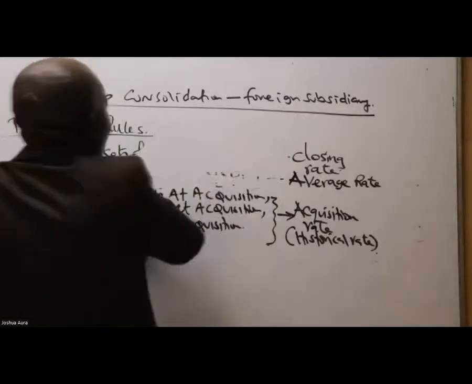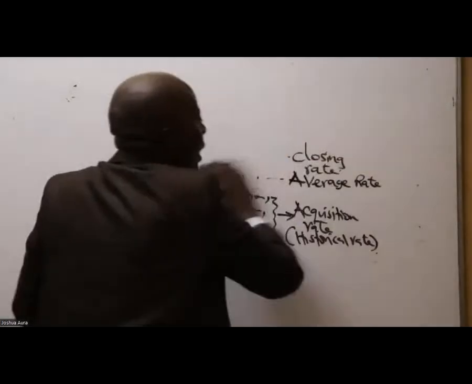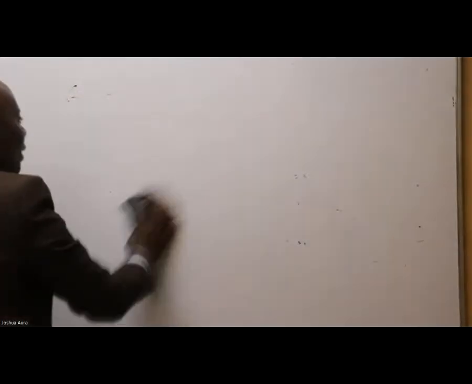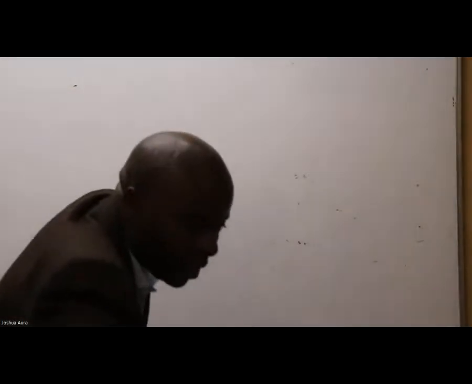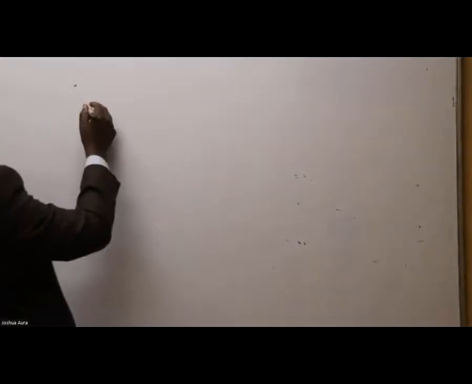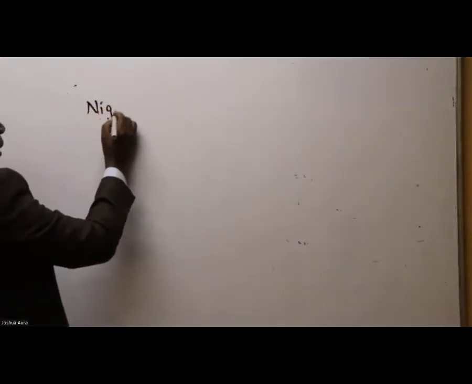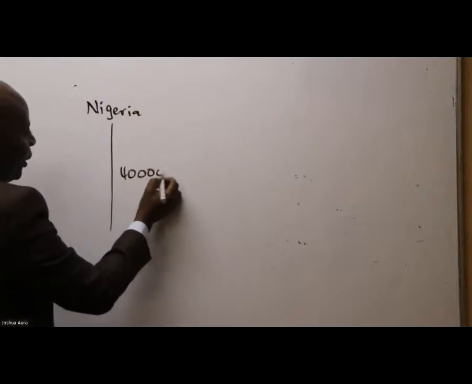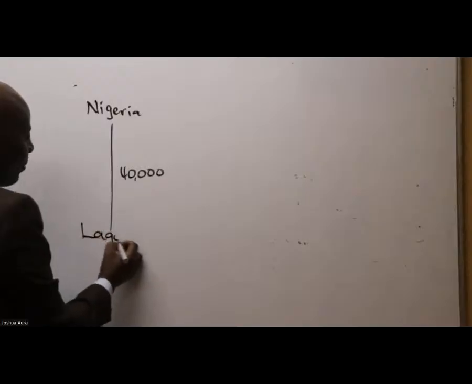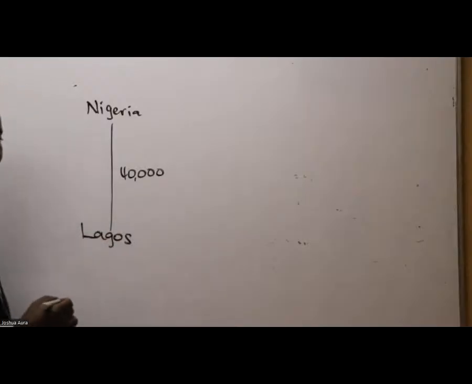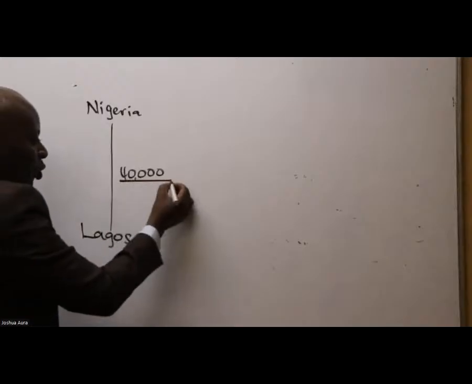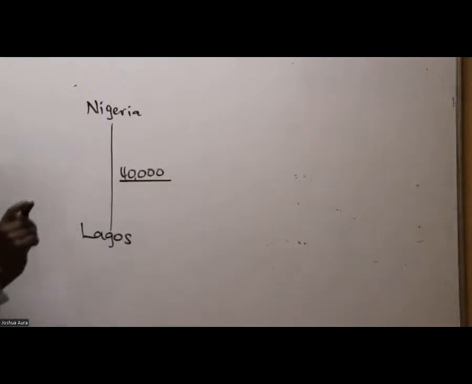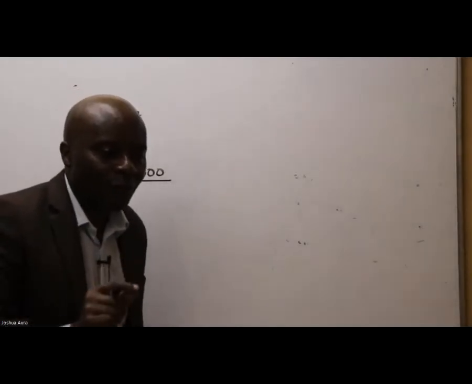So we have here Nigeria, a company called Nigeria, acquired 40,000 shares of a small company called Lagos. I'm interested in knowing the percentage of this investment. So we bought 40,000 shares of Lagos. So how many shares does Lagos have in full?